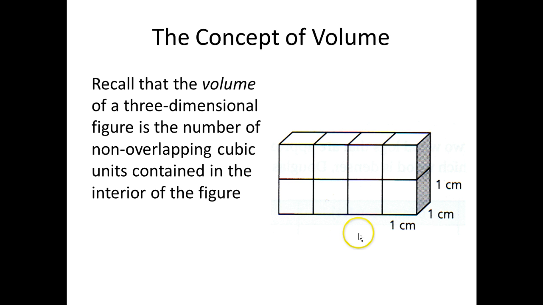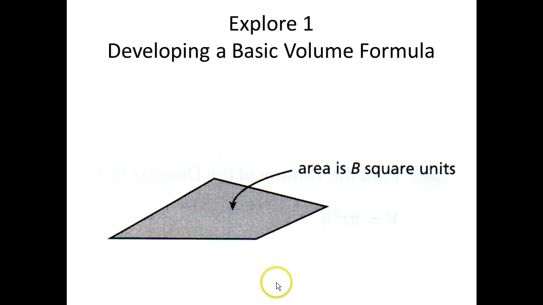So for example, in this figure, each one of these cubes is a unit cube. Therefore, the volume of this figure would be 1, 2, 3, 4, 5, 6, 7, 8 cubic units. Suppose we wanted to develop a formula to find the volume of a prism or a cylinder.